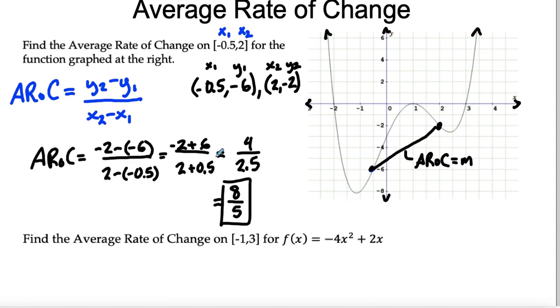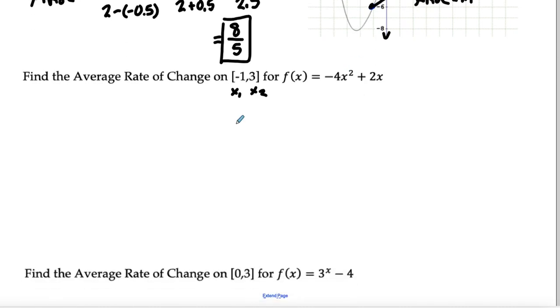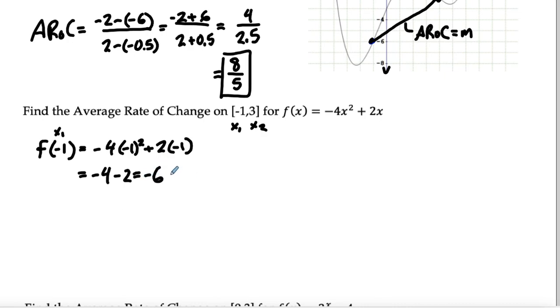Okay, on to the next one. Again, our given range, or interval, is x1 and x2. When we're just given a function, that means we have to input those numbers. I'm going to input f of negative 1, which is my x1, and that's going to give me y1. We get negative 4 because negative 1 squared turns back positive, and then minus 2, so we get negative 6. Remember, that's my y1.